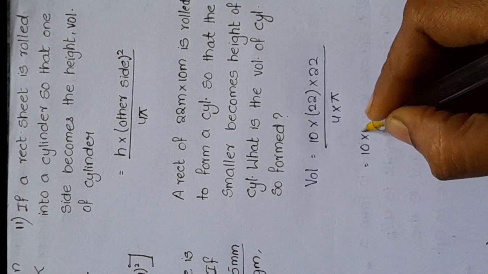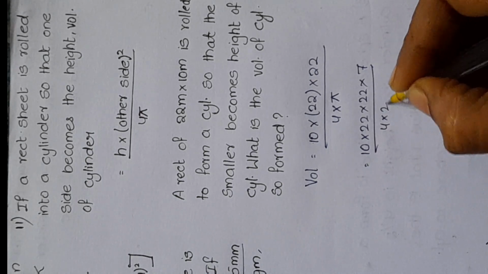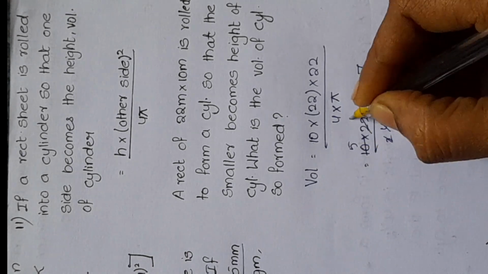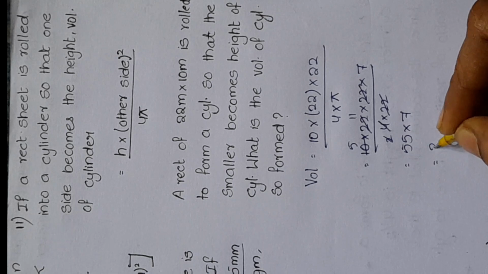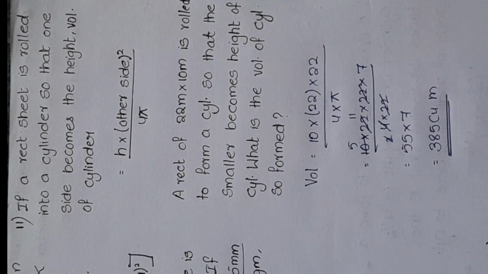That is 10 into 22 into 22 into 7 by 4 into 22. 22 gets cancelled. 2 times, 5 times, 11 times. 55 into 7. 55 into 7 value is 385 cubic meters is the volume.